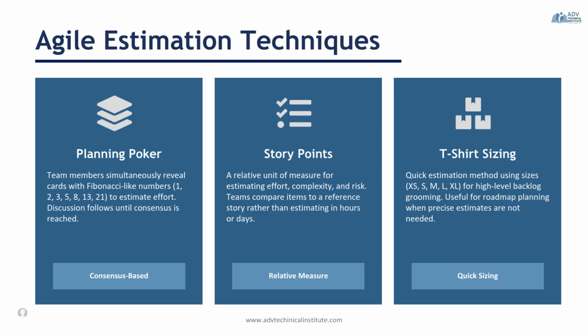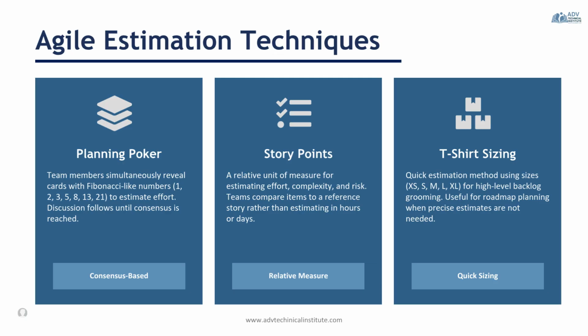The second technique, story points, measures the relative effort required to complete a user story. Story points consider factors such as complexity, amount of work, and risk. Rather than asking how many hours a task will take, the team compares it to the other work items. For example, if one story is twice as difficult as another, it may receive twice as many story points.